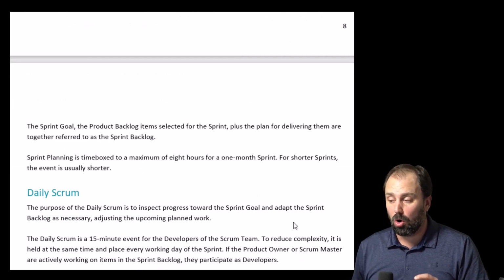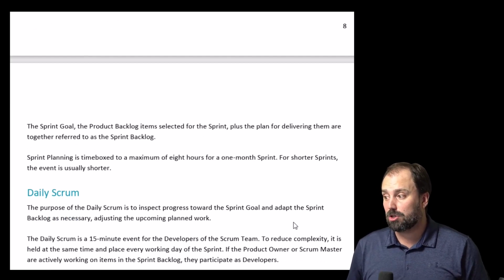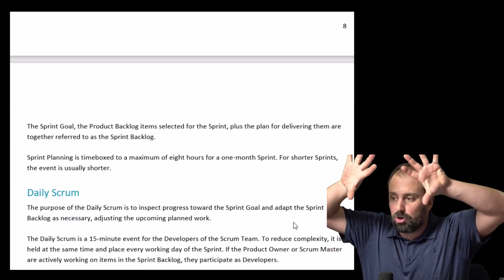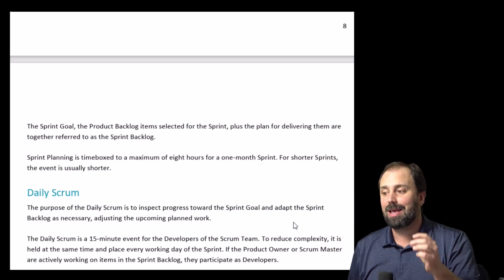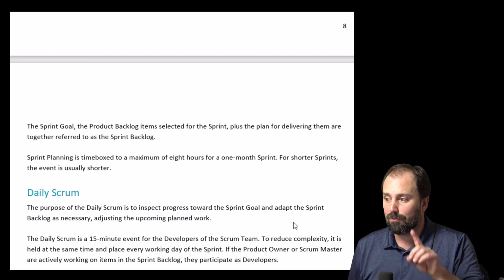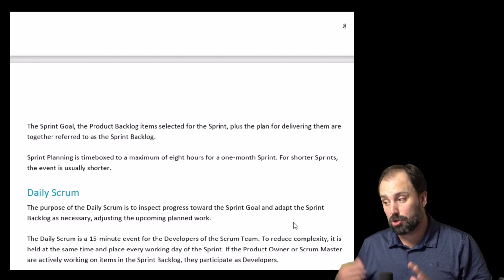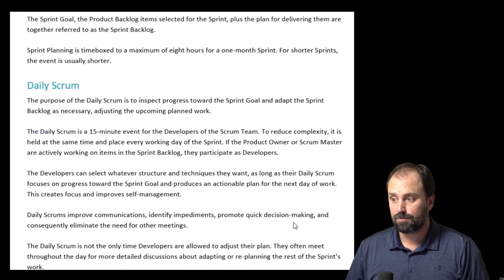The sprint goal, the product backlog items for the sprint, plus the plan for delivering them are together referred to as the sprint backlog. The sprint planning is time boxed to a maximum of 8 hours for a 1-month sprint. For shorter sprints, the event is usually shorter.